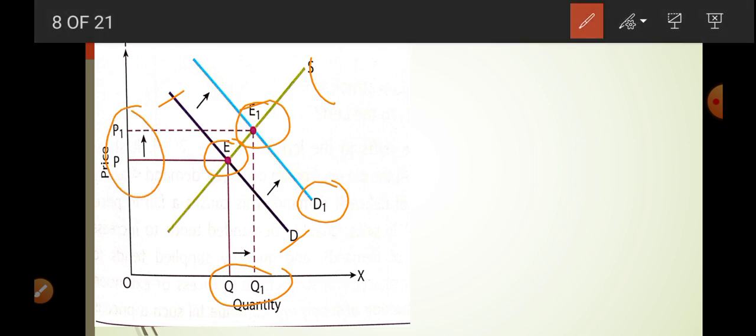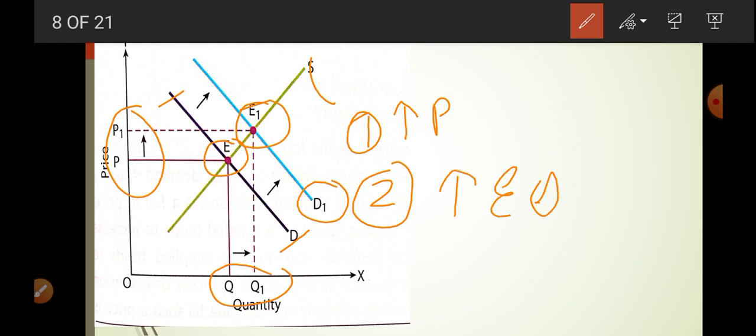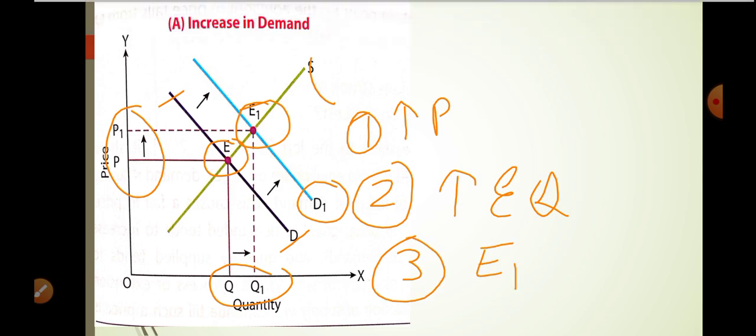So what do we find? We find two things. Increase in price, first thing. Second thing, what do we find? Increase in equilibrium quantity, and we reach a new equilibrium point, that is E1. Okay, why do these things happen?